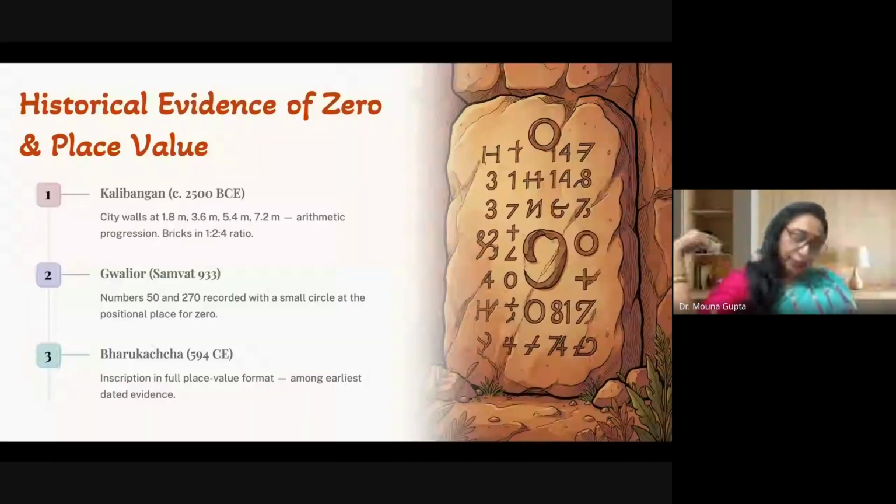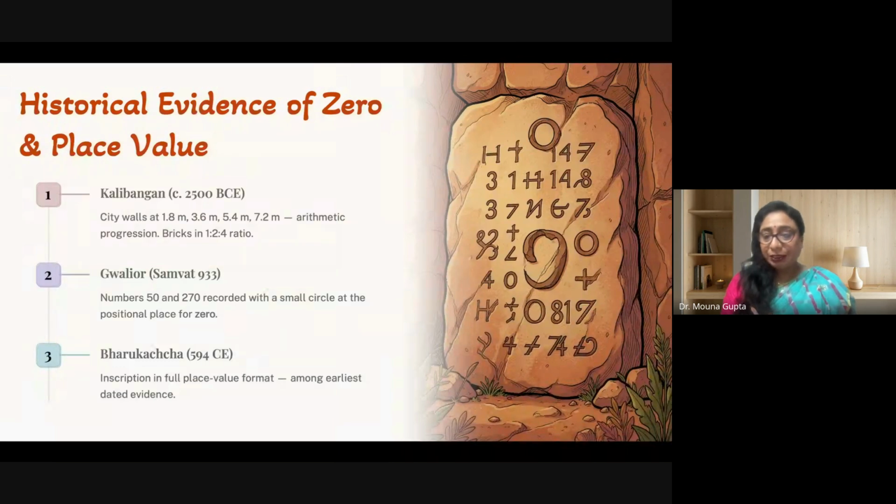Historical evidence: there is a legal document dated 594 CE, and we are talking about 1,400 years back. From Bharuch, in Gujarat, it contains a number written in a place value format, and it was as early as the 5th century. So we have the place value format in our place. It is so commonplace that we are able to see it in a document.